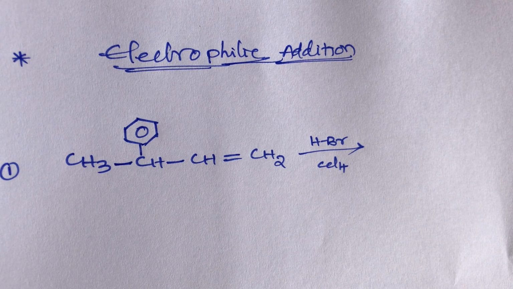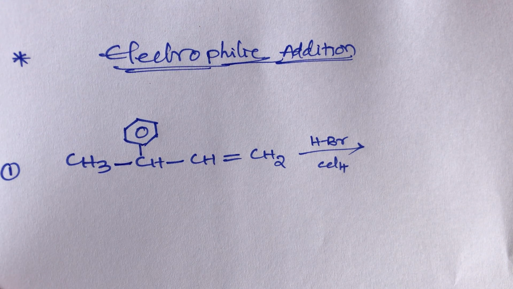Hello students, electrophilic addition, next example. Given the compound, find out the minor product and the major product. The given compound is an alkene, and generally alkenes undergo electrophilic addition reactions. Now, what to do here, students? The first step is bond breaking.